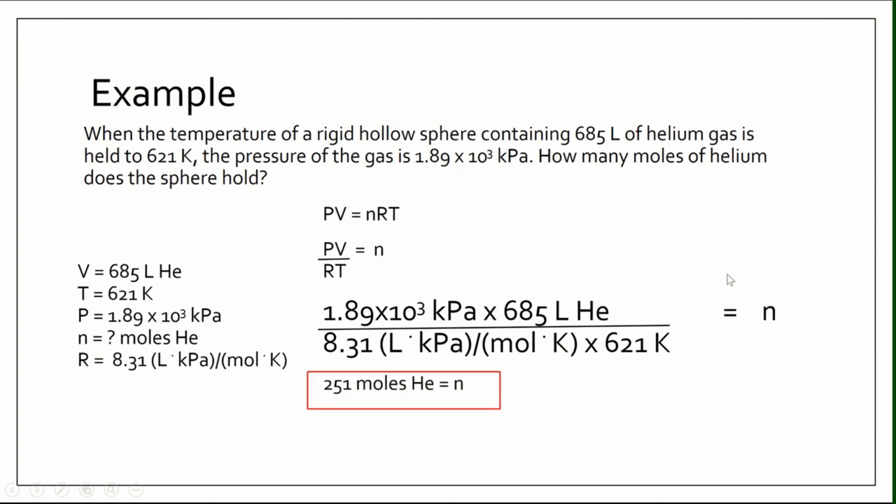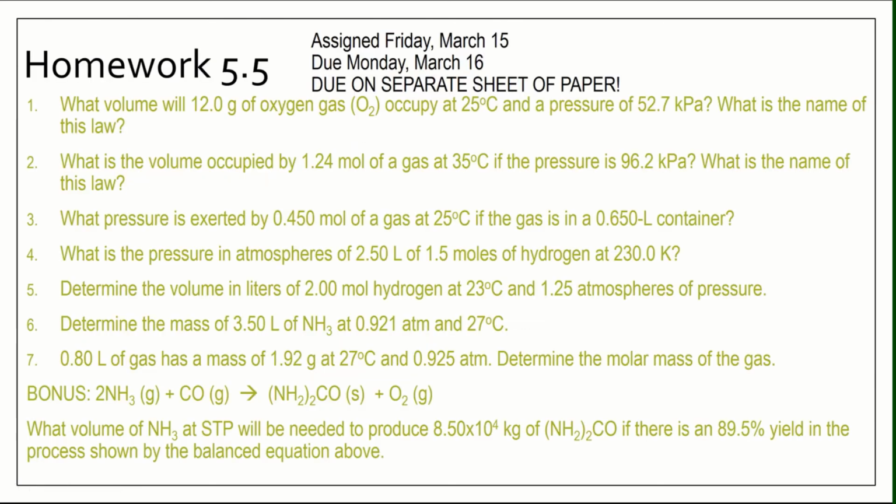Now I can plug these into my calculator. 1.89 big E3 times 685 divided by 8.31 divided by 621. And I end with 251 moles of helium. All right, now it's your turn. Homework for the weekend.